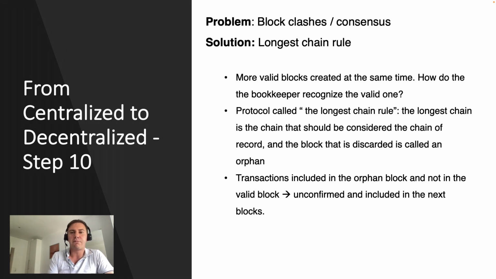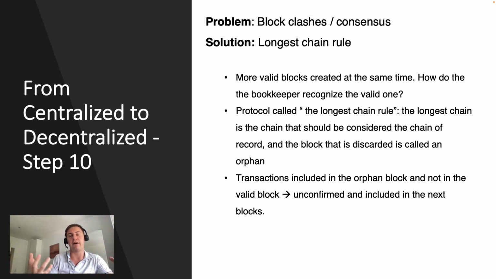Then let's go to step 10. A further problem we can encounter is that more than one valid block is created at the same time. How does the bookkeeper recognize which is the valid one? Satoshi introduced a protocol called the longest chain rule. The longest chain is the chain that should be considered the chain on record. And the block that is discarded is called an orphan. The transactions in the orphan block, in case they have not been part of the valid block, will be considered unconfirmed, and they will be included in later blocks.